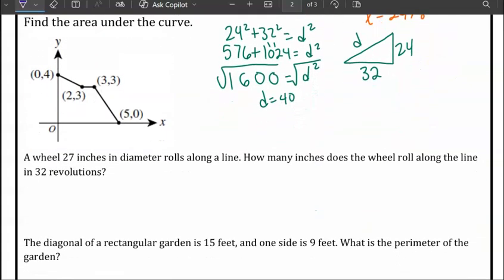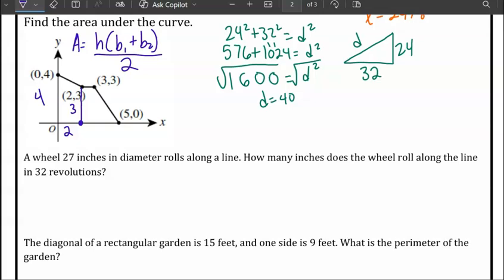Find the area under the curve. If we draw a line right here, we have familiar shapes. We have two trapezoids. Let's recall the area of a trapezoid. A equals the height times base 1 plus base 2 all over 2. Let's label the bases and the heights. It looks like the base of this one is 4, the base of this one right here is 3, and the height is 2.